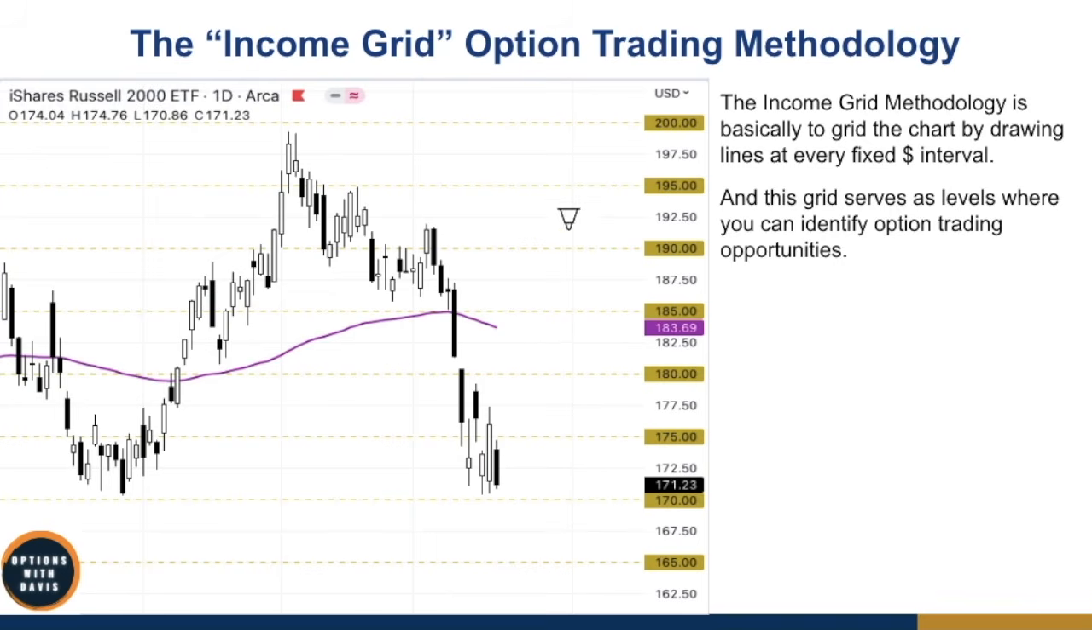You know what the different price levels are, and then each of these lines, this grid, right, serves as levels where you can identify option trading opportunities. Right, so let's say, for example, you don't have any positions down here, then you can just say, all right, at each of these levels, there's some kind of opportunity that can present itself, right? So what you do is you will wait until it comes to this level, then you'll say, all right, at this point in time, I can choose to either place a trade or not place a trade.